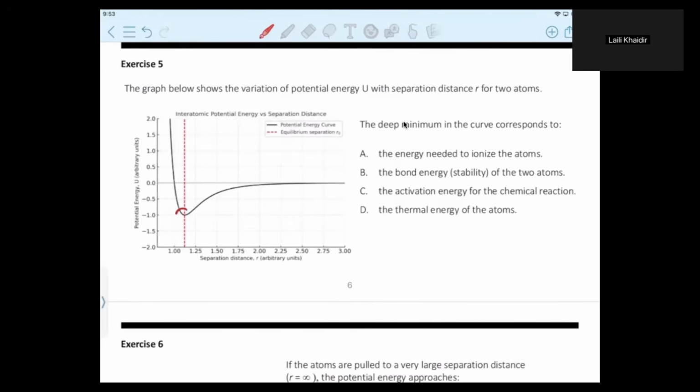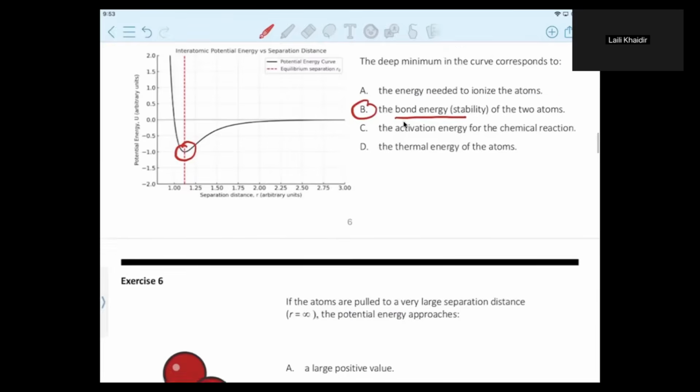So the D minimum of this curve is basically related to our previous question, stating that it is the minimum energy, a minimum potential energy where it reached the stability of atoms or equilibrium position. So basically the answer is stability. B, the bond energy is stable between the two atoms.